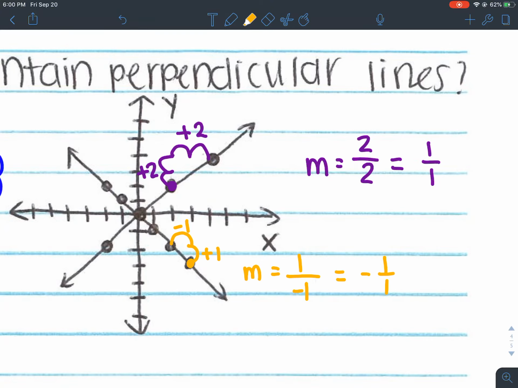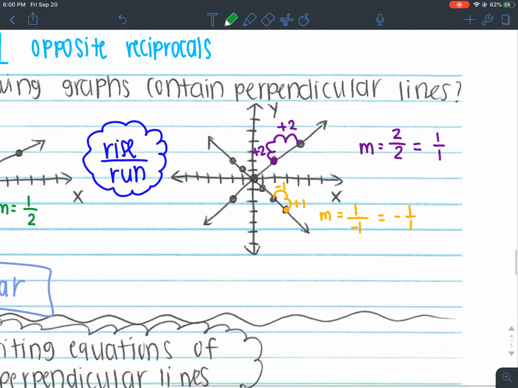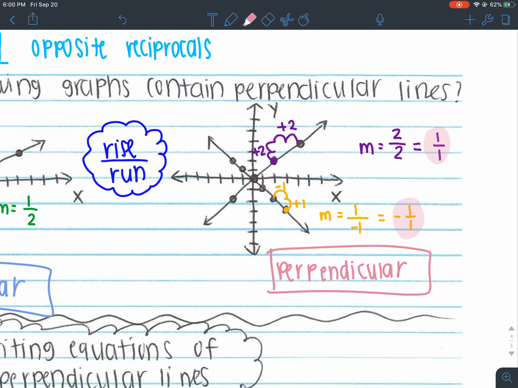Well, looking at my two final slopes, I have 1 over 1 and I have negative 1 over 1. Well, these are opposite reciprocals, meaning they have opposite signs, and you flip. Because 1 over 1 flipped is just still 1 over 1, except the other one has to be negative. All right, so these are also perpendicular. Let's go ahead and highlight our slopes here, 1 and negative 1 over 1.